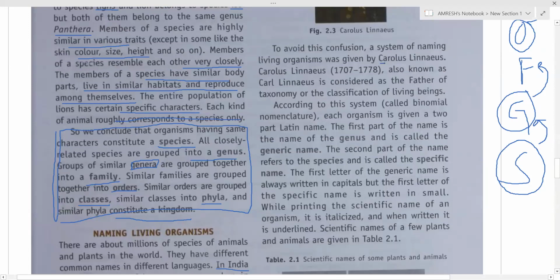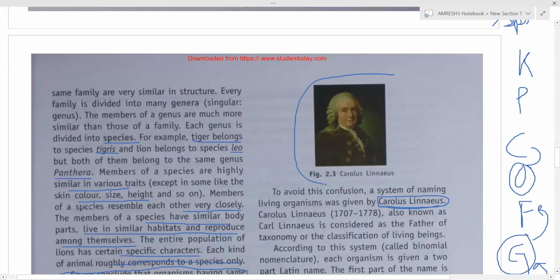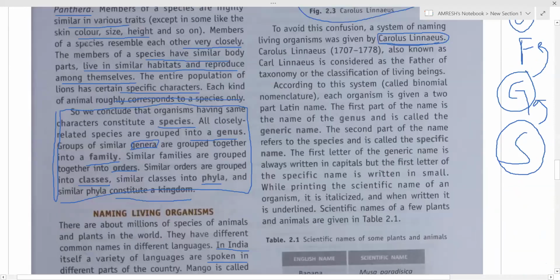Okay, so who discovered this nomenclature? Carl Linnaeus. This is Carl Linnaeus. He started giving names to organisms, plants, animals. So he is the father of taxonomy. Taxonomy is the classification of living beings. Carl Linnaeus is the father of taxonomy because he started naming different organisms so that we can avoid the confusion of having different common names for that organism in different languages.